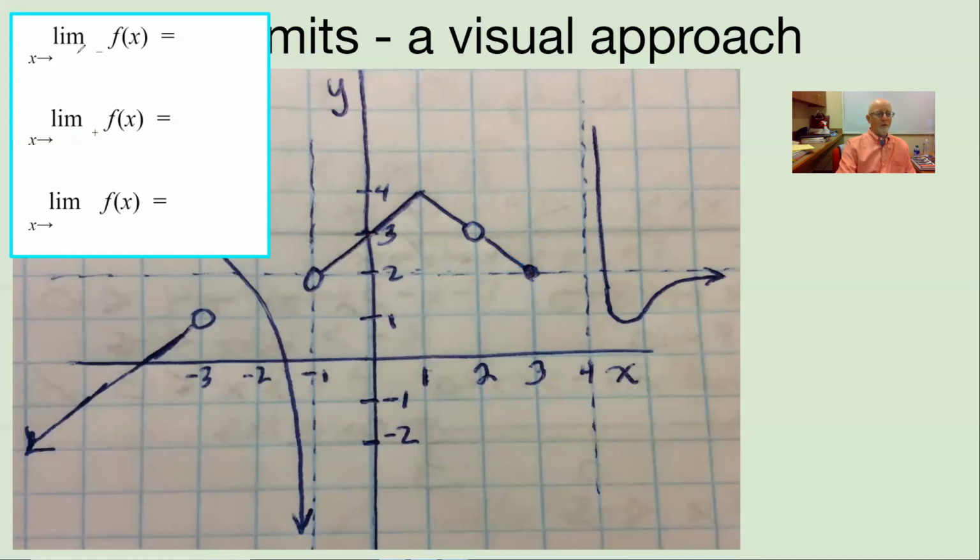Therefore, since the two side limits do not match, our general limit does not exist. Let's look at 4. 4 from the left. That means over here, like 3.8, 3.9, 3.9999999, right? Nothing's happening, so that's a does not exist.